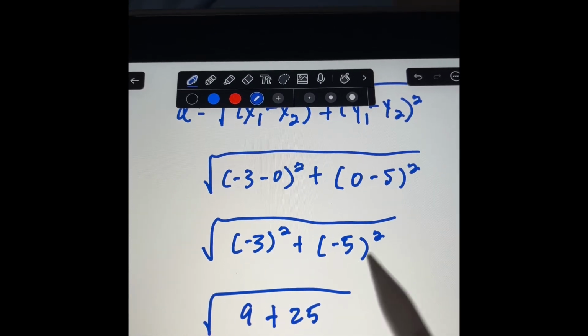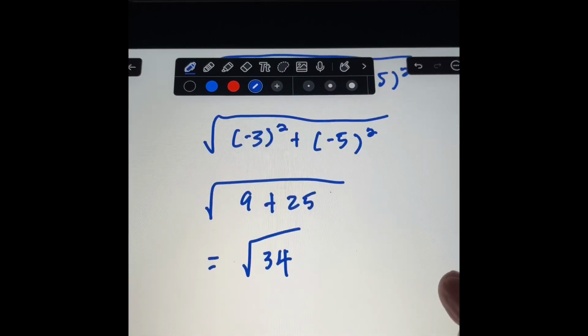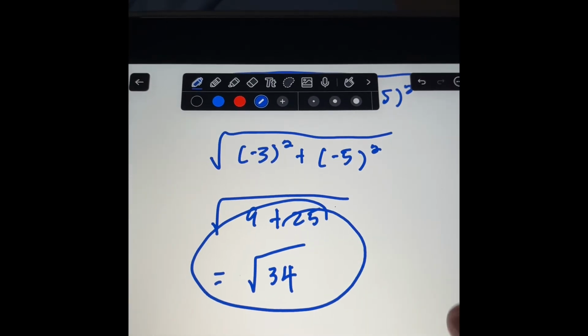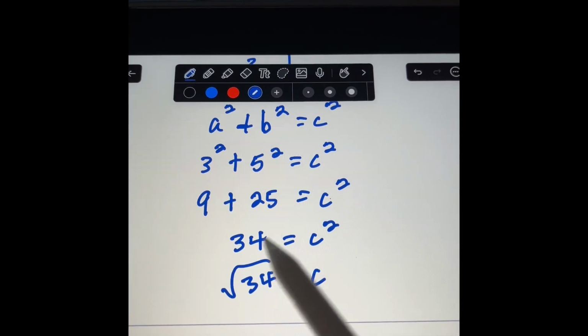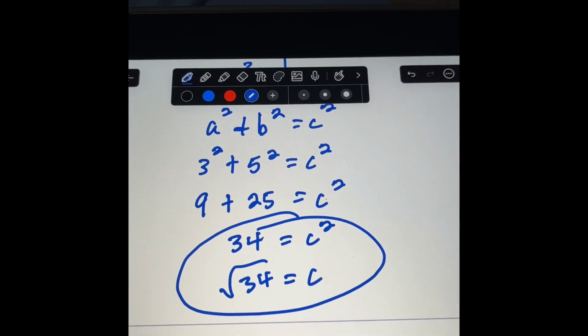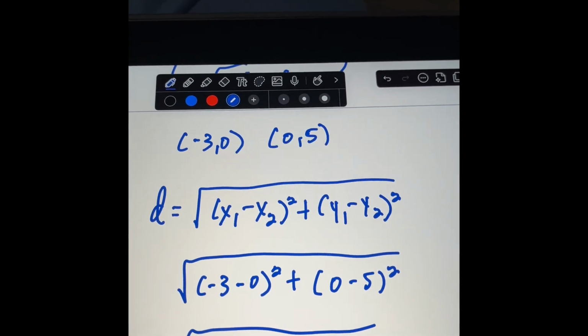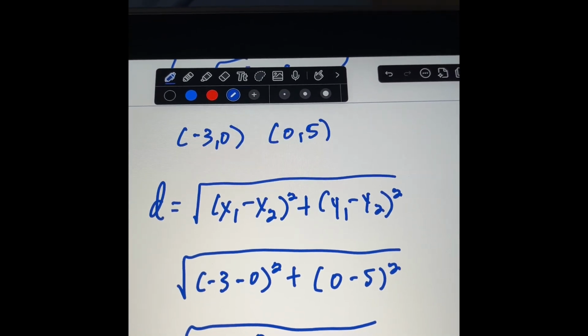-3 squared is 9, -5 squared is 25. You add those together, you get the square root of 34. Notice this distance is the same as the distance that we got up here, so it works either way. In fact, the distance formula is a direct result of the Pythagorean theorem.